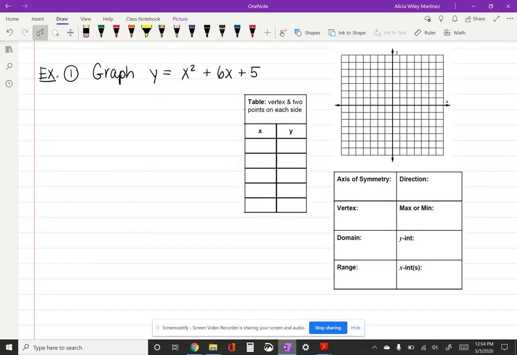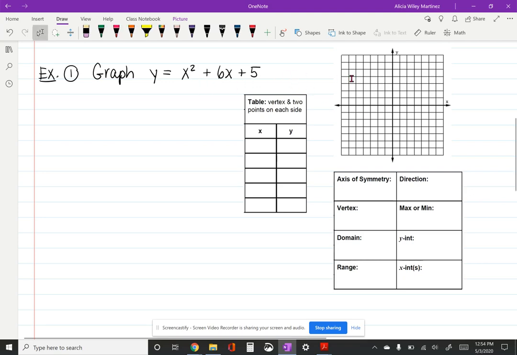Okay, so here's our first example. What you can see here is that we are going to find out all this information about the graph, and we're going to fill in a table of ordered pairs that includes the vertex and some points on each side of the vertex. We will also graph it as well. So please follow along, but let's begin with information that we can know just by looking at the equation.